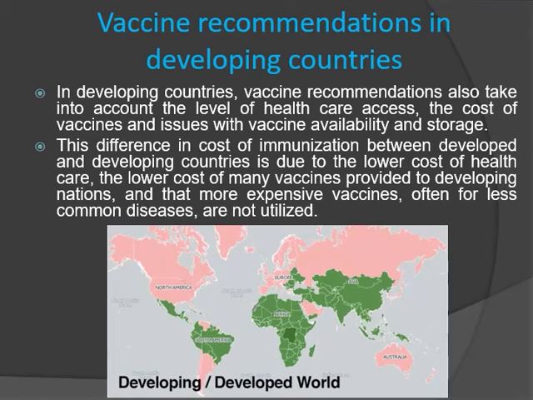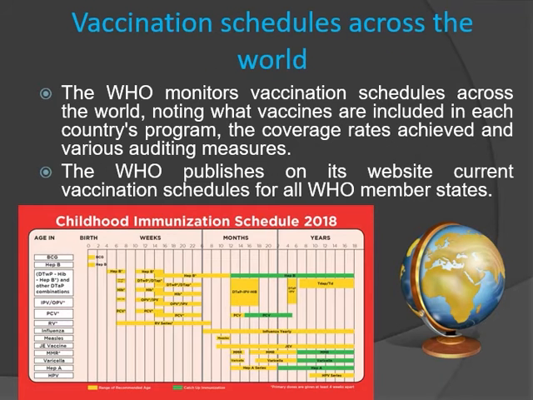utilized. The World Health Organization monitors vaccination schedules across the world, noting that the vaccines are included in each country's program, the coverage rates achieved, and the various auditing measures. The table below shows the types of vaccines given in the example countries. The World Health Organization publishes on its website the current vaccination schedule for all World Health Organization member states.